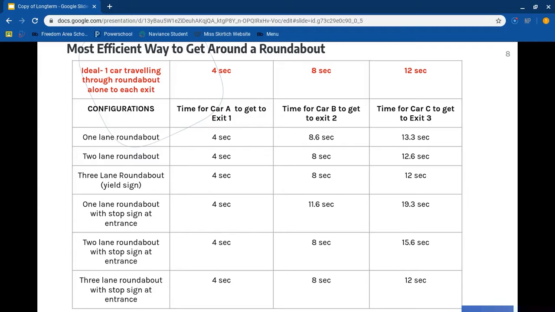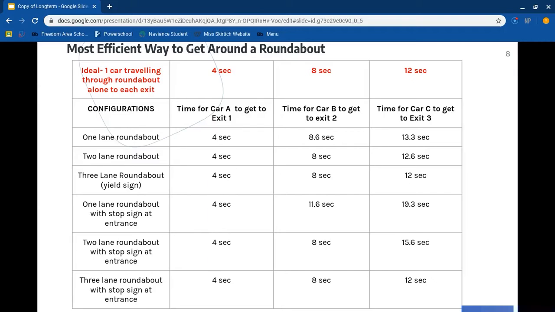The car C still has to wait that 0.6 seconds for car B to go. The 3-lane roundabout takes 4 seconds, 8 seconds, and 12 seconds. That matches the ideal situation because each car is going by themselves around the roundabout in their own respective lanes.